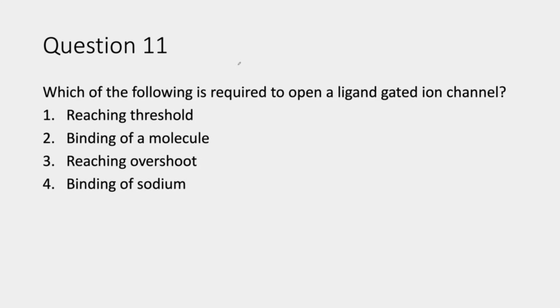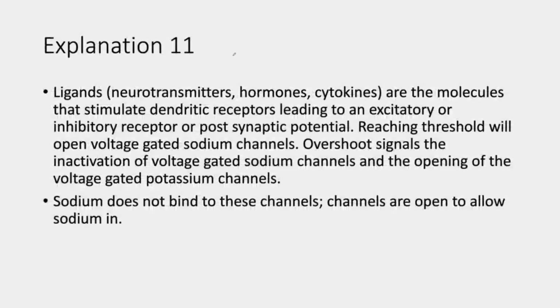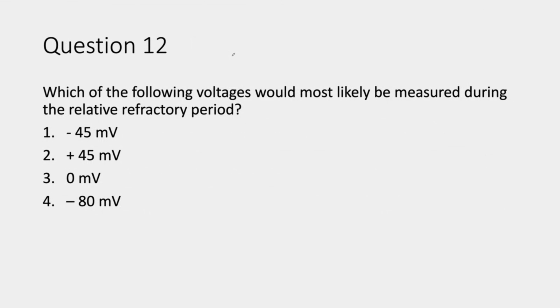But let me take a look at the other two. Reaching overshoot. Well, I think that overshoot is another measure of voltage, so that is a voltage that will open voltage-gated channels. Binding of sodium. I don't think sodium binds to any channel. Sodium enters through the channels when they are open, because either a ligand is bound there, or the channel opened in response to a voltage change. So the best option there is the binding of a molecule. There is the explanation.